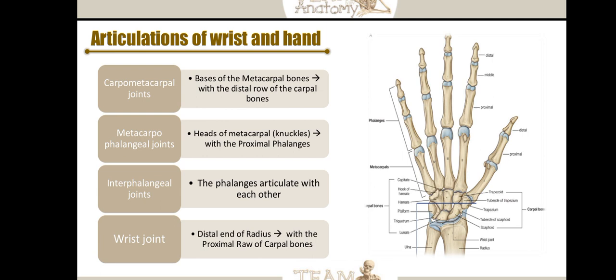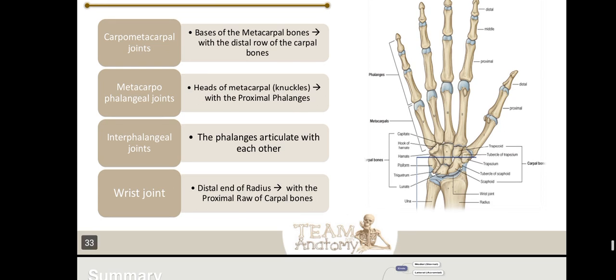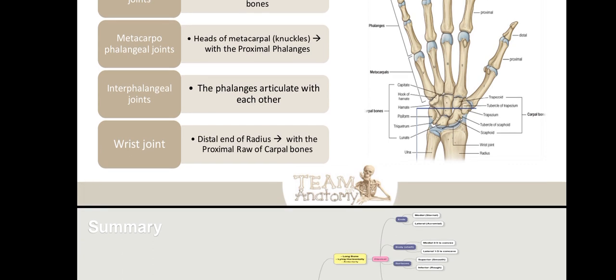Interphalangeal, what is inter? In secondary school, they say inter-sport, inter-house sport. This means between, so interphalangeal is between the phalanges. You have the distal interphalangeal joints and the proximal ones. Then the wrist joint. This is the articulation between the distal end of the radius and the proximal row of the carpal bones. The proximal row forms the wrist joint. The distal row forms what? The carpometacarpal joint.